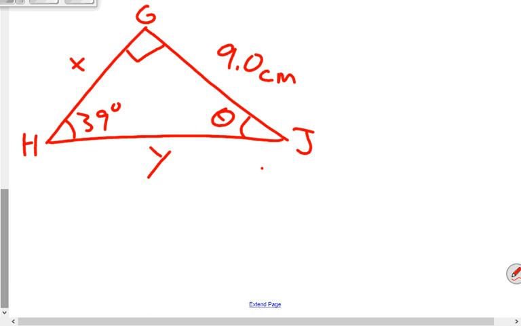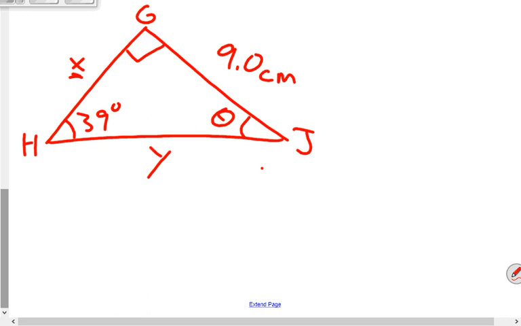Shannon, what do you want to solve for first? X. For x? Cool. All right, so we have an angle, we have its side, and we have this side here. So if we're looking at this angle, what are these two sides here corresponding to? Which one's my hypotenuse? Which side is it? We want to solve for x, right?